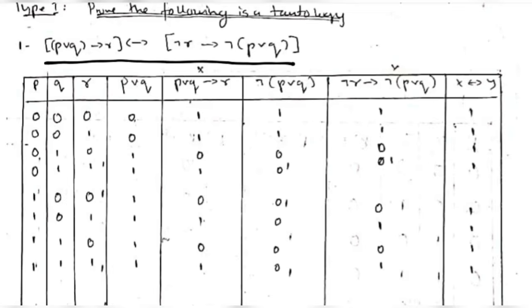Okay, so we'll divide it into smaller parts. First we'll write p, q and r, and we'll write the binary values here. Then we are taking each statement, like p or q first, and then we'll find the truth value for p or q. So 0 and 0's p or q is 0. In that way you will fill in all the values in this column.